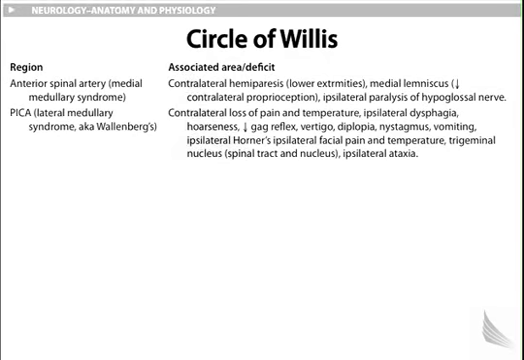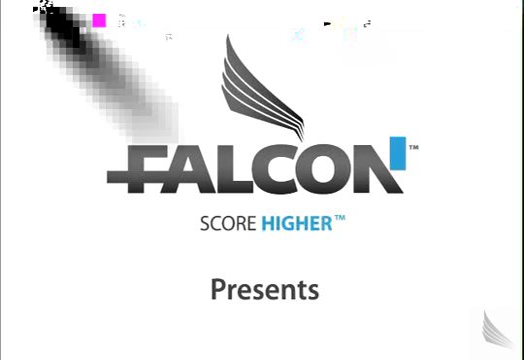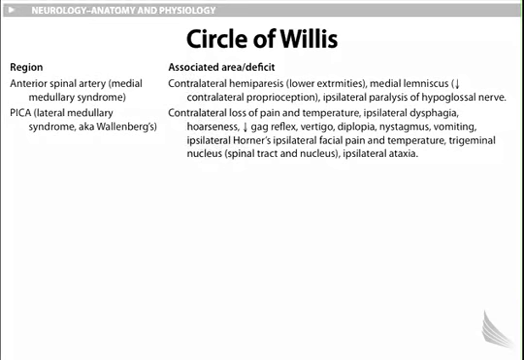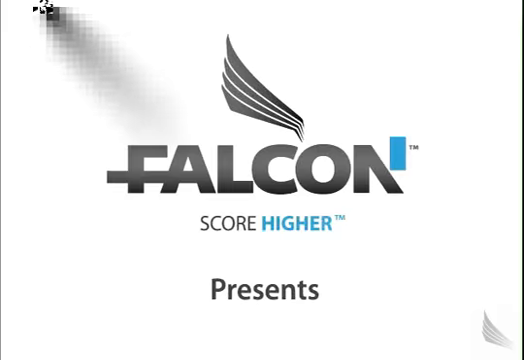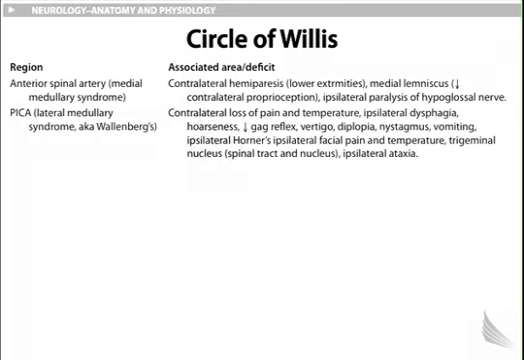Lesions of the posterior inferior cerebellar artery can cause lateral medullary syndrome, also known as Wallenberg syndrome. This involves contralateral loss of pain and temperature, ipsilateral dysphagia, hoarseness, diminished gag reflex, vertigo, diplopia, nystagmus, vomiting, an ipsilateral Horner sign, ipsilateral facial pain and temperature loss from a lesion of the trigeminal nucleus, and both the spinal tract and the nucleus, and ipsilateral ataxia.